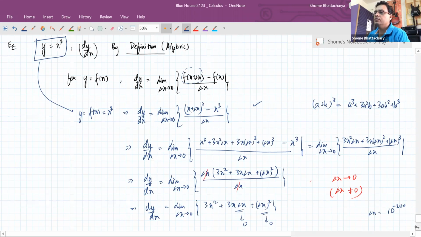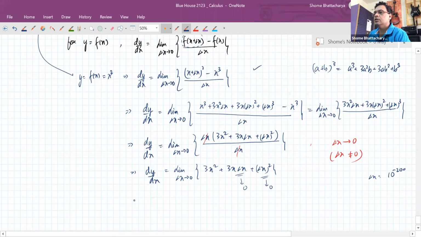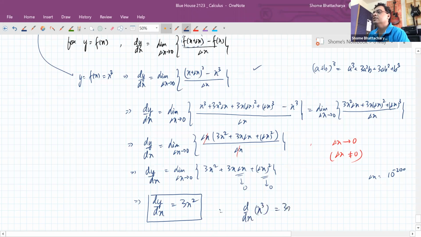So what is the value? It is 3x square. So you can see the calculation of this limit algebraically results in this. So this is the proof that differentiation of the function x cube is 3x square. In the proof of this, what we've actually made use of is what we call the binomial theorem, the application of a plus b to the power n. N in this case is equal to 3.